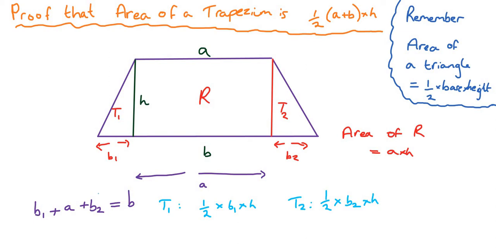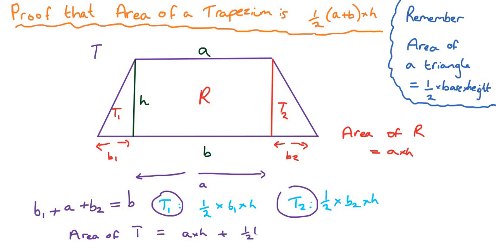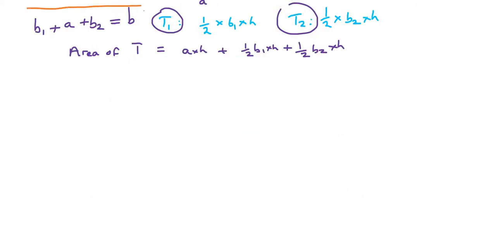So now what we need to do to get to our formula is to add these three areas together. So let's do that. So area of trapezium, maybe I'll call it T for trapezium. So let's add these together. Well, we've got A times H, and we've got the areas T1 and T2. So we've got plus a half B1 times H plus a half B2 times H. Okay, now we remember this little formula here, that B1 plus A plus B2 equals just B, so that's the base of our trapezium, and we go from there.